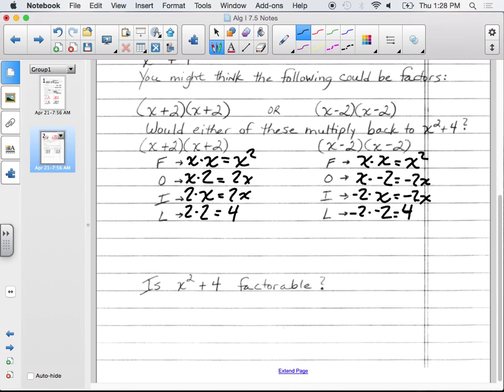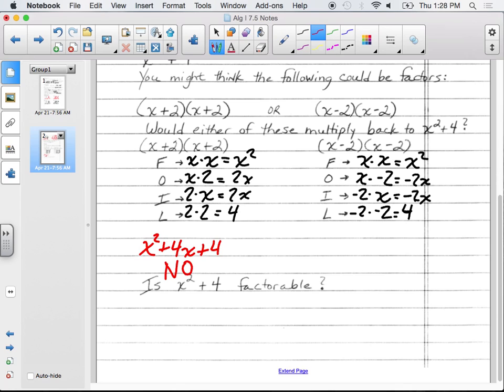Alright, so when we FOIL out those first two binomials, x plus 2 and x plus 2, we get x squared, 2x, 2x, and 4, right? So when we add any like terms together, what would our final answer be for this one? Ricky? X squared plus 4x plus 4. Is that the same thing as x squared plus 4? No, it isn't, so that one's out. So we can say a big NO.